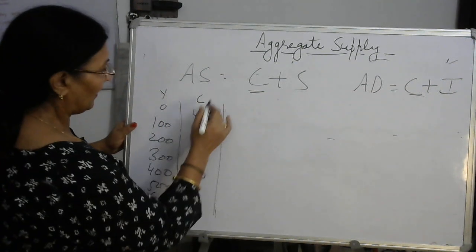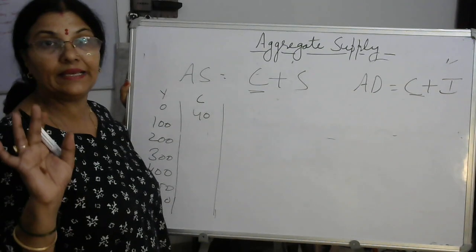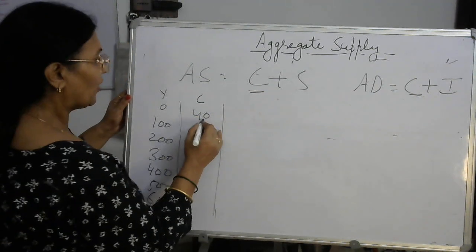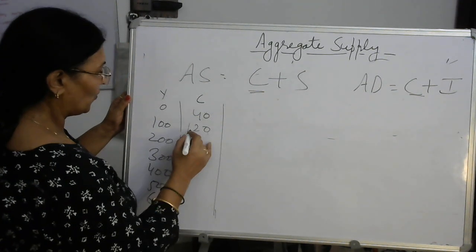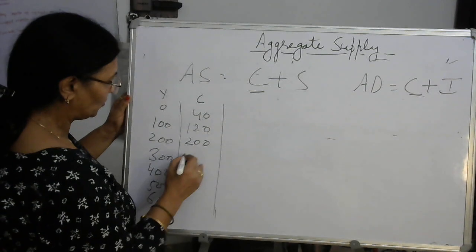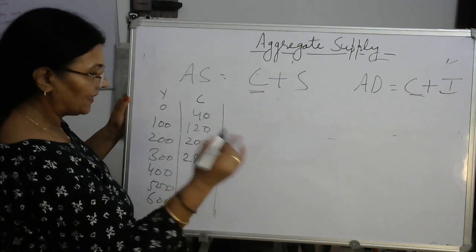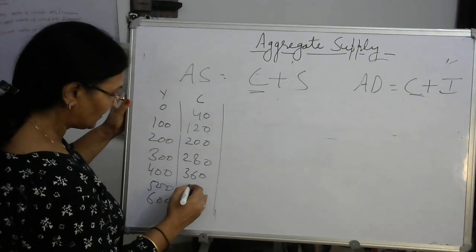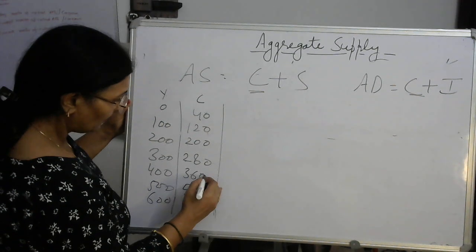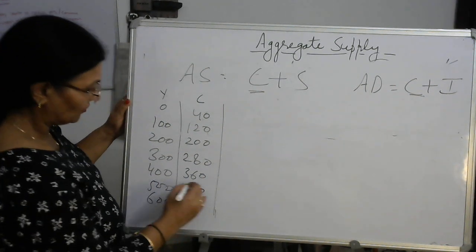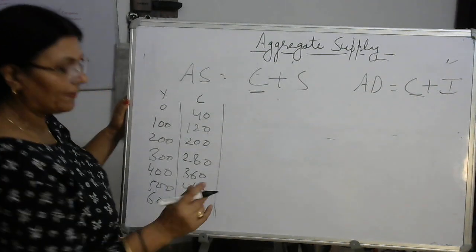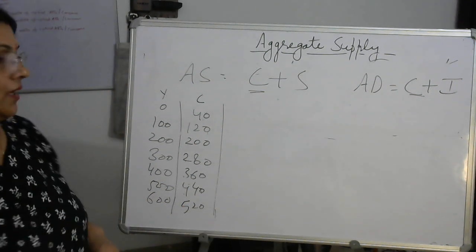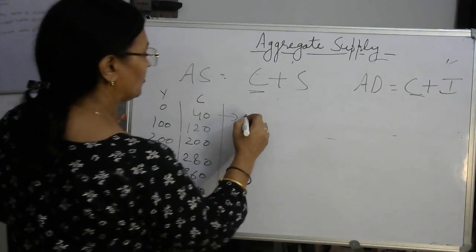After this, consumption will increase by 80 crores when income increases by 100 crores. So 40 plus 80, 120, 120 plus 80, 200, 280, 280 plus 80, 360, and 360 plus 80, 440, 440 plus 80, this is 520. Understood? So this is autonomous consumption.